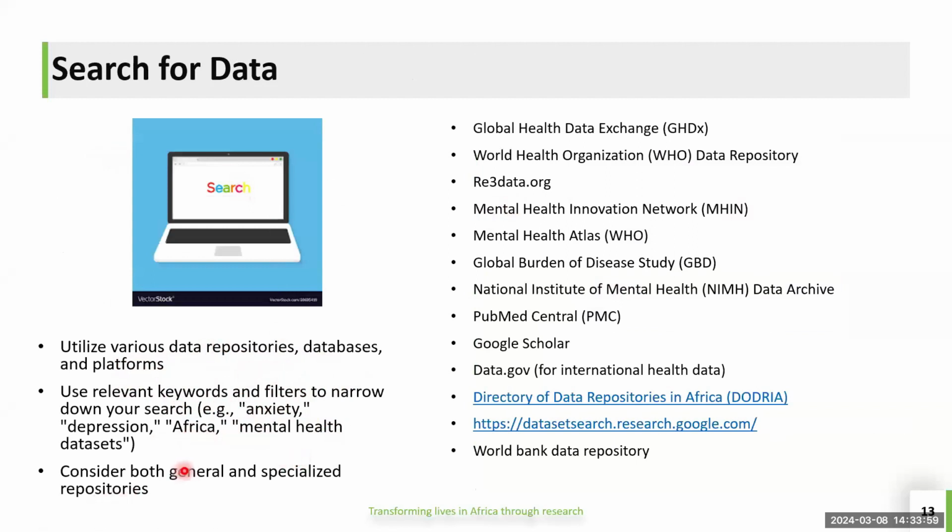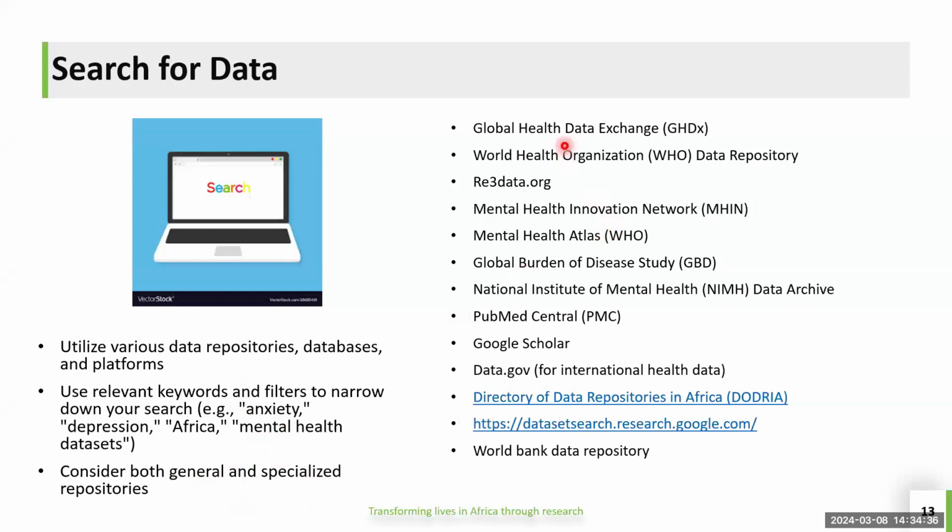And as we said before, consider both general and specialized repositories. By general repositories, we are talking about repositories where data from different domains are kept. Specialized ones might be a database or a data repository on nutrition or on mental health or on non-communicable diseases. So search both at the beginning. You'll find that your search will be very broad at the beginning, but as you get more information, you can then be narrowing it down.